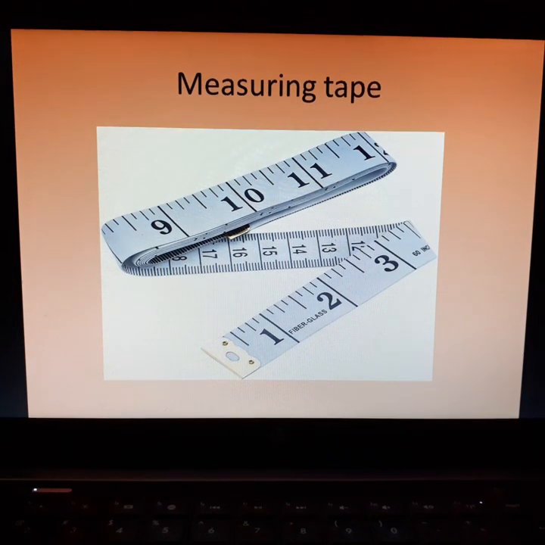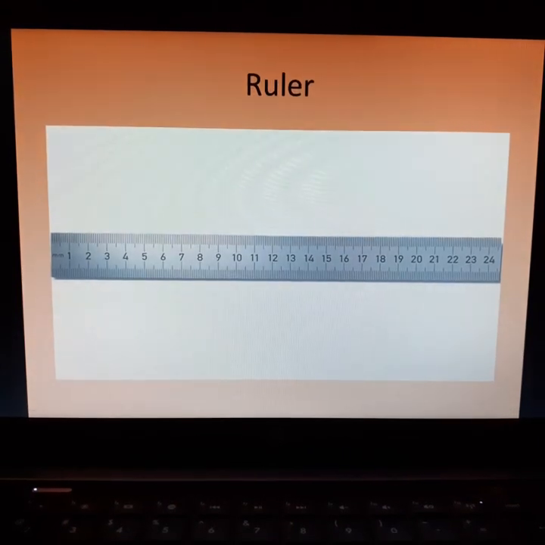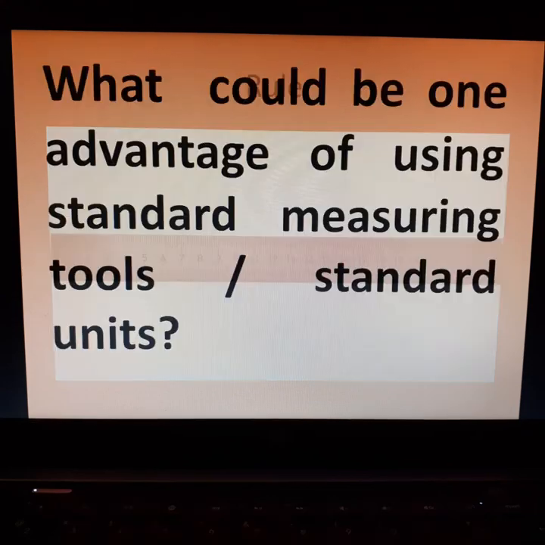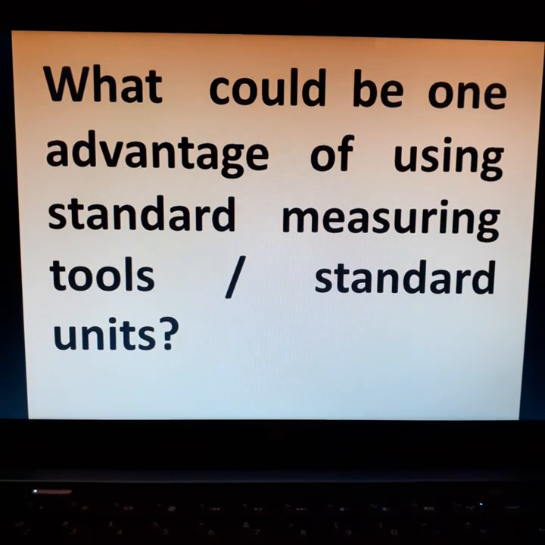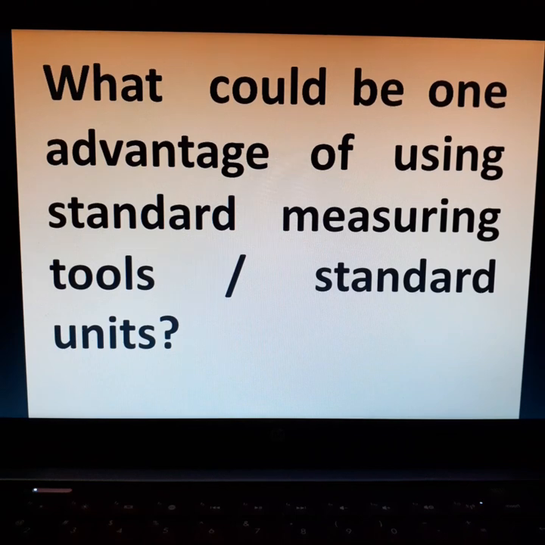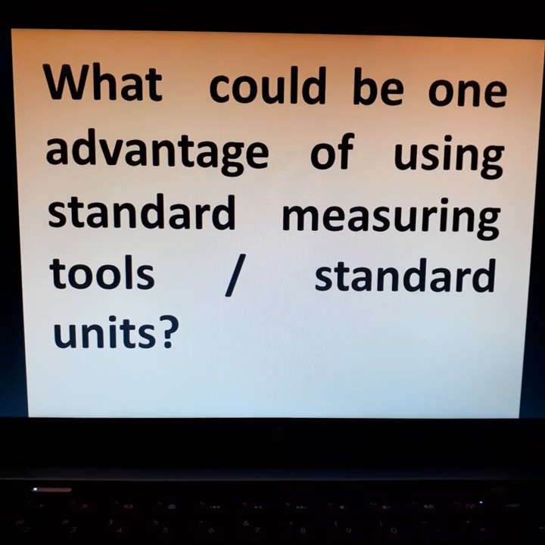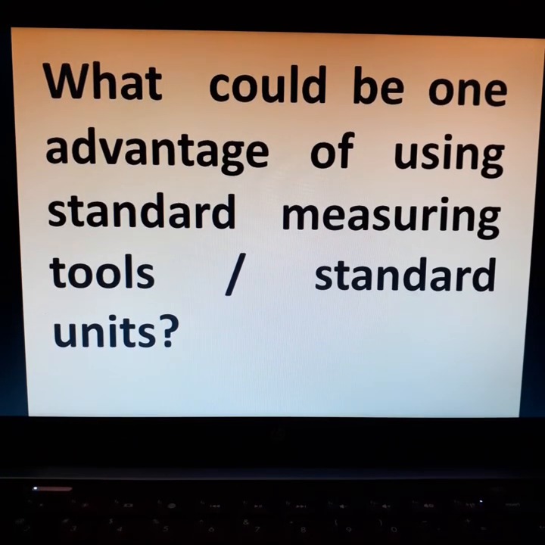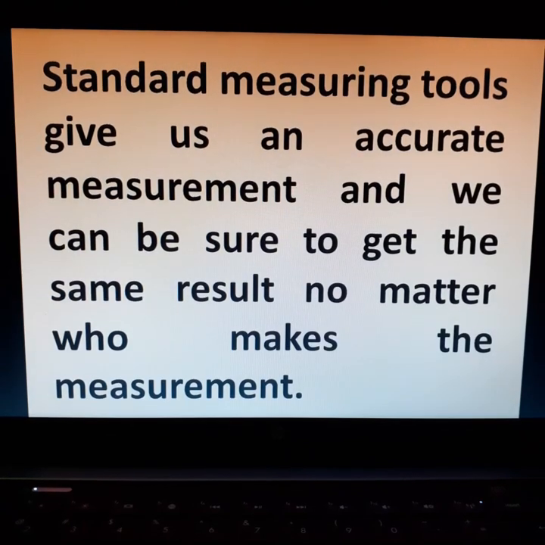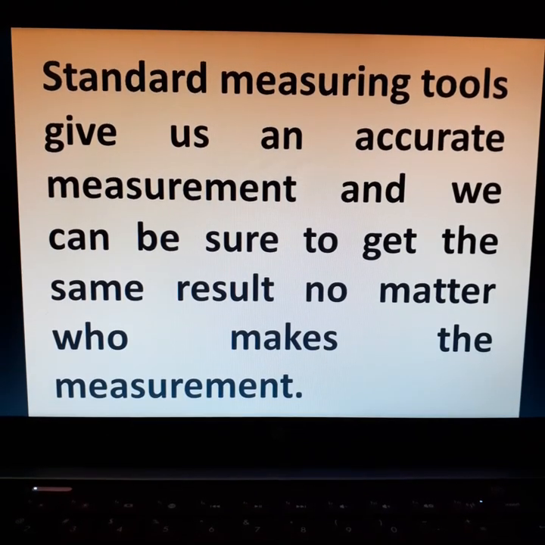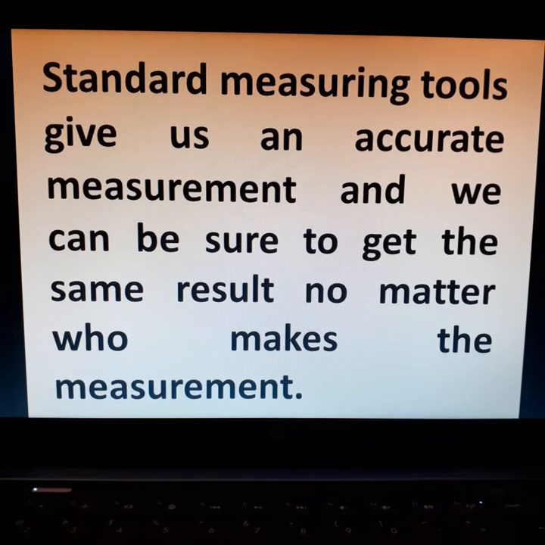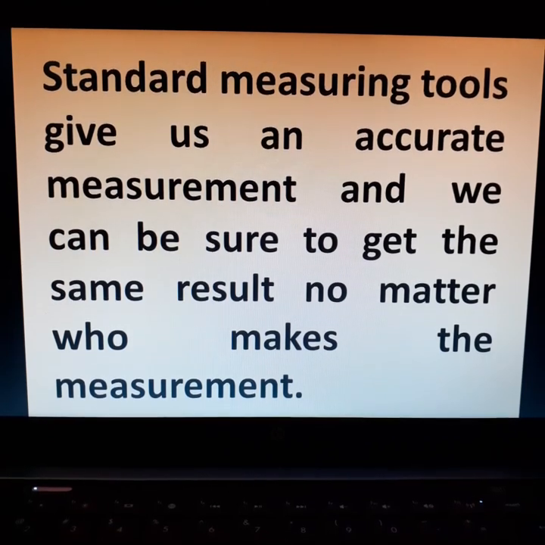Now see, this is a measuring tape. This is a ruler. What could be one advantage of using standard measuring tools or standard units? What could be the advantage? Of course, we will get uniform readings. Standard measuring tools give us an accurate measurement and we can be sure to get the same result no matter who makes the measurement.